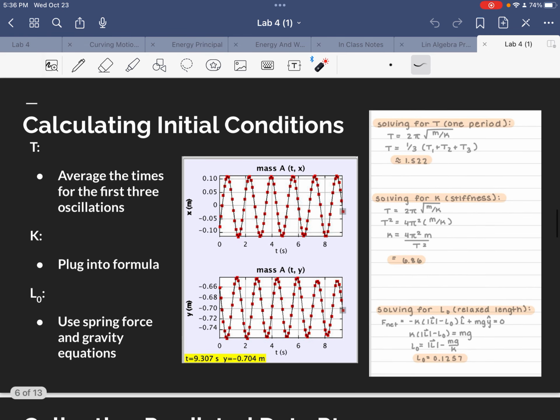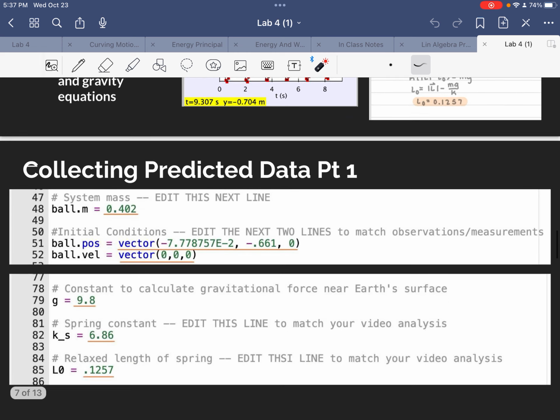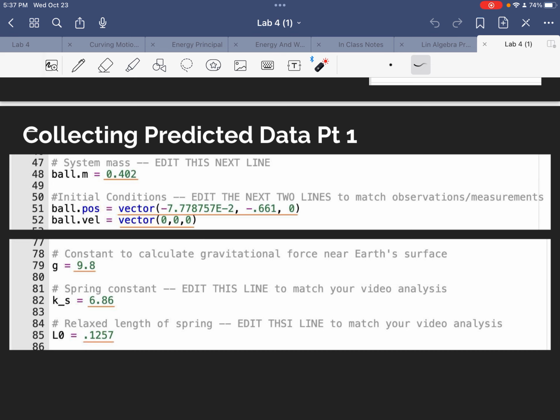I then calculated the constants that would be used in my GlowScript code to create the computational model. T stands for the time it takes for one complete oscillation, which I calculated by averaging the first 3 oscillation periods. Then using my T, I was able to calculate for K, which is equal to spring stiffness. And then I solved for the approximate relaxed length of my spring using the K and the spring and gravitational force formulas. And this was able to be done because I knew that the net force in the y direction was equal to 0.